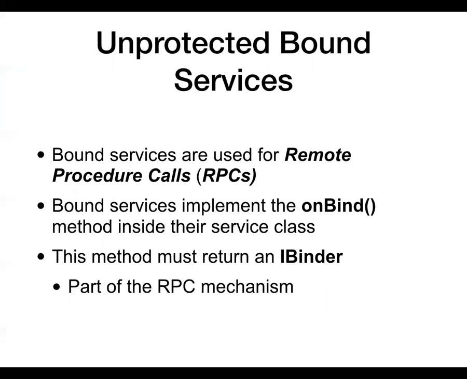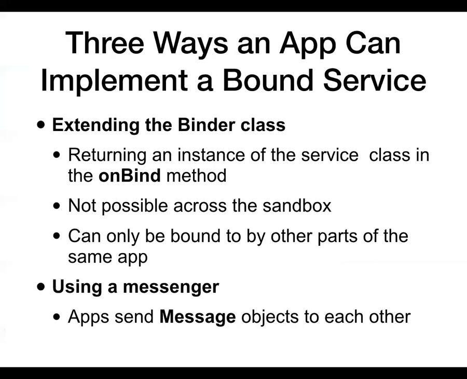Now there are unprotected bound services. These things are remote procedure calls, the most vulnerable part of Windows. The RPCs are responsible for most of the viruses. So you bind to something, then it returns an iBinder. That's how it's implemented. And there are 3 ways to have a bound service.